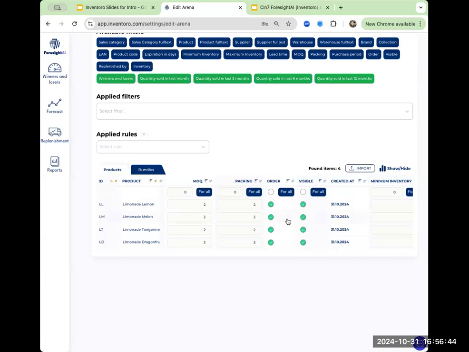The other one would be visibility. When checked, it shows up everywhere. When unchecked, it's not going to be in my Foresight AI instance at all. An example of that is if you track labor as a SKU, that would be something that you probably don't necessarily need to be reordering or even really tracking in your forecast or your winners and your losers.